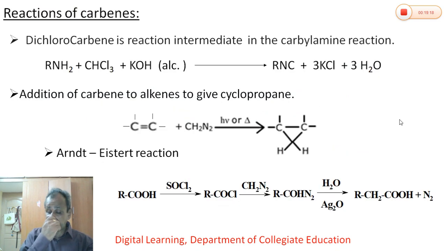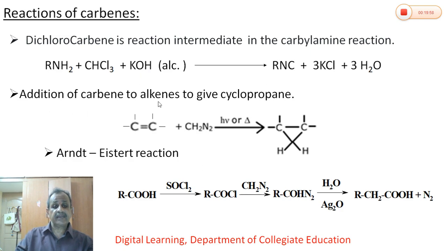Let us see the reactions involving carbene as an intermediate. As I told, dichlorocarbene is a reactive intermediate in the carbylamine reaction. A primary amine on heating with chloroform and potassium hydroxide gives a carbylamine. When you see the mechanism, chloroform reacts with potassium hydroxide to form dichlorocarbene as an intermediate. That dichlorocarbene reacts with the amine to form an isocyanide. So here, carbene is the intermediate.